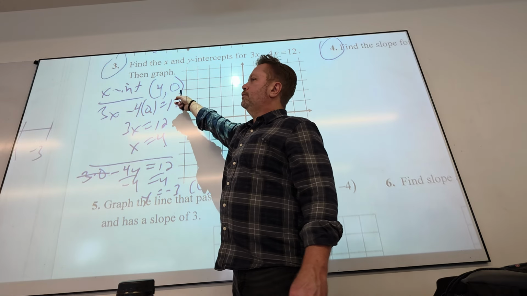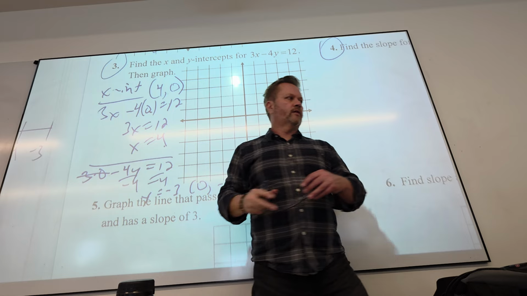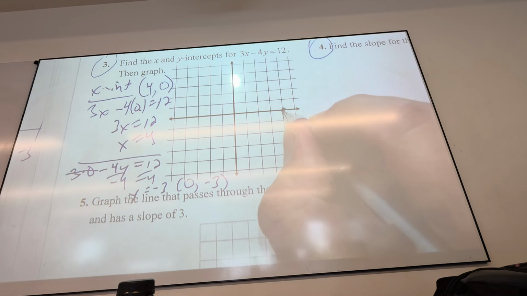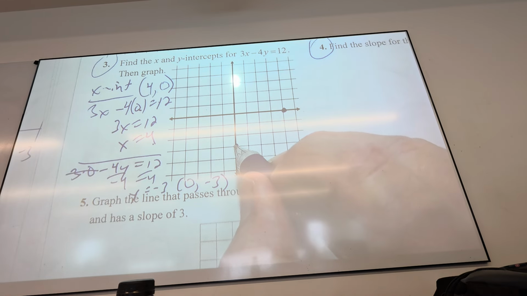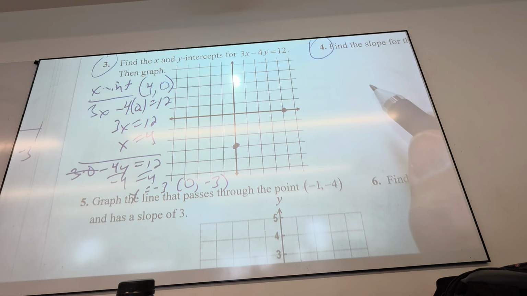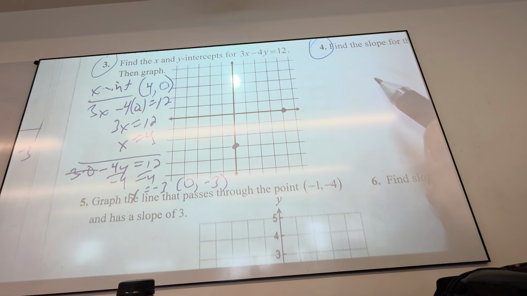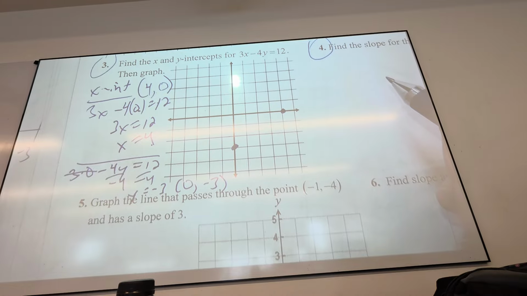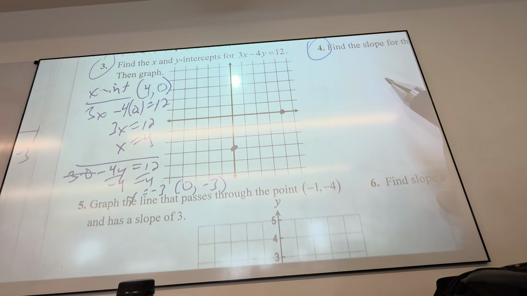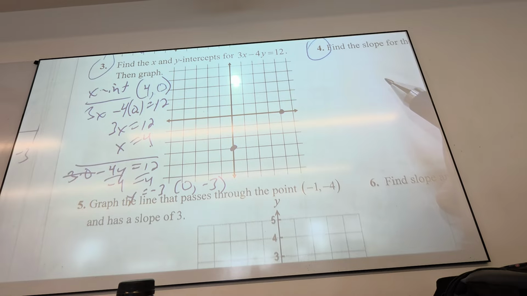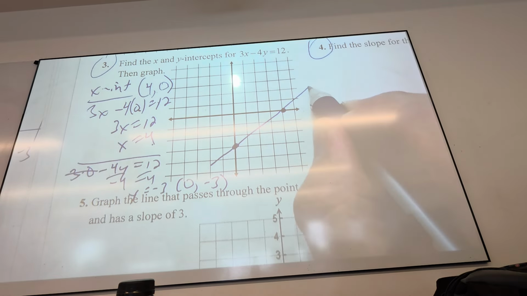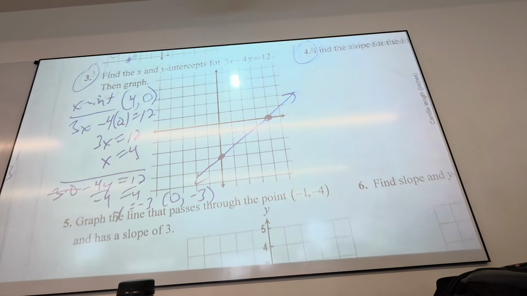You're supposed to get 2 separate points, right? So if I plot 4, 0, and I plot 0, -3, how do I graph the line? What do I do? How do I plot the line? Connect. Thank you. Okay.